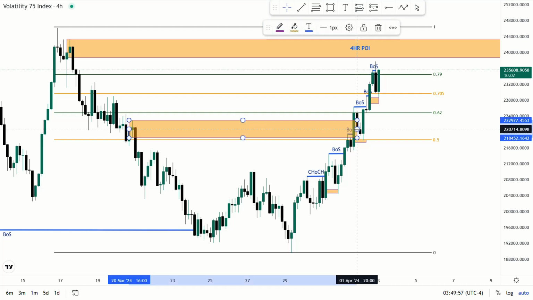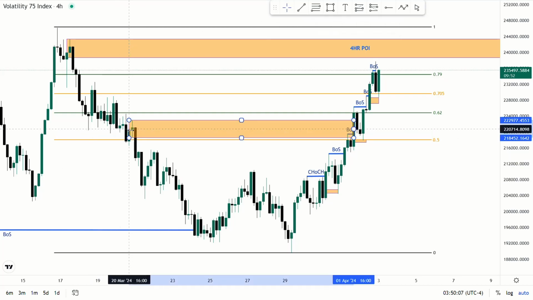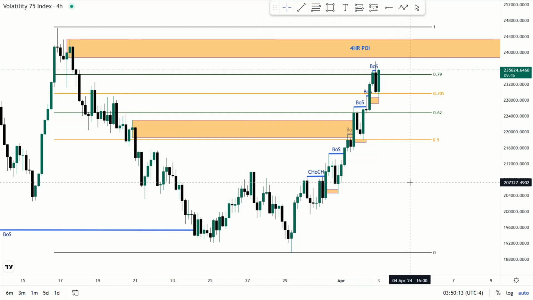I want to show you how the bias works. You don't need to overthink these things. The problem is that when you think about bias, you are only thinking about the daily time frame, when your analysis time frame is 15 minutes or 1 hour or something less than 4 hours. So let's go down to the 15-minute time frame.